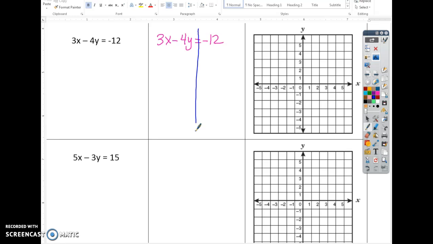Okay, so what is it that you're going to move first all the time? Which one do I move first? The x, okay? I want the y by itself, so I'm always going to move my x first to the other side and change the sign. So it becomes a minus 3x. Cross it out. What's the second step? Divide everything by the number in front of the y. So what's the number in front of the y? It's a negative 4. So I'm going to divide everything by negative 4.